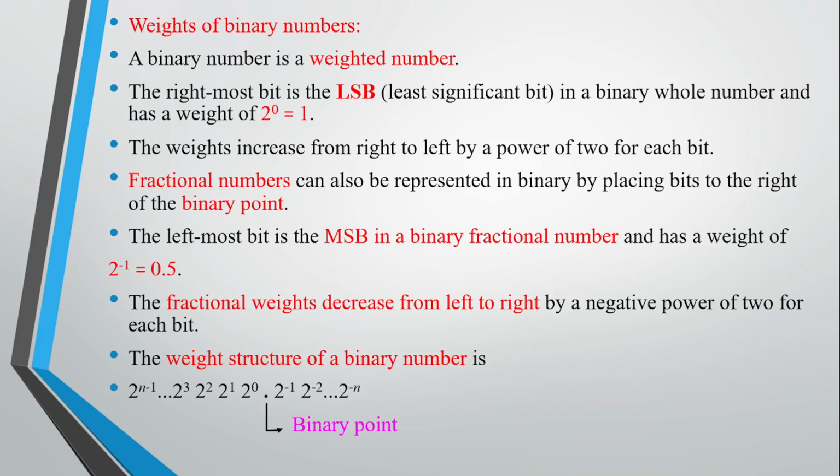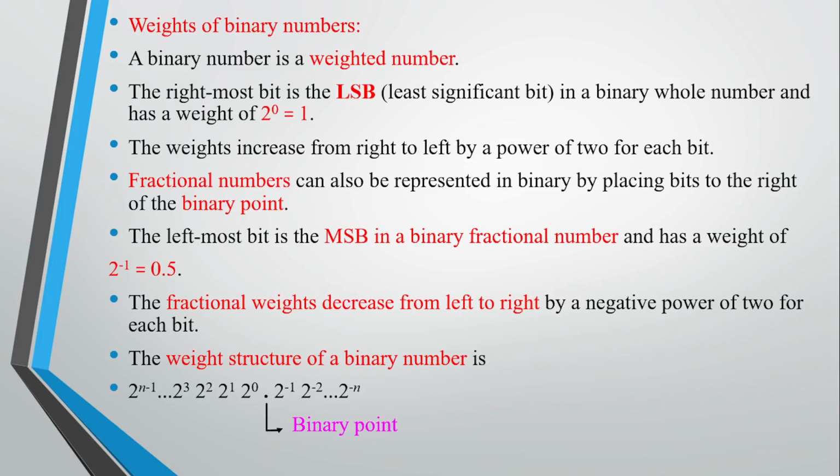So the least significant bit, that means the bit towards the rightmost of the binary whole number, has weight 2 to the power 0. And what is 2 to the power 0? That is equal to 1. And the weights will increase from this position towards the left side. Okay, that is 2 to the power 1, then 2 to the power 2, 2 to the power 3, etc., etc.